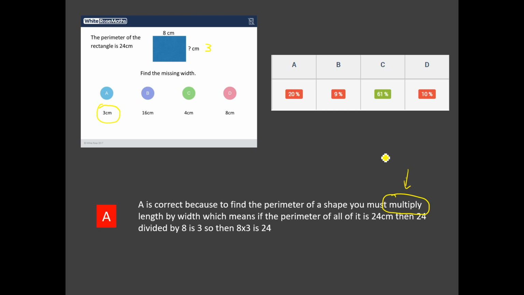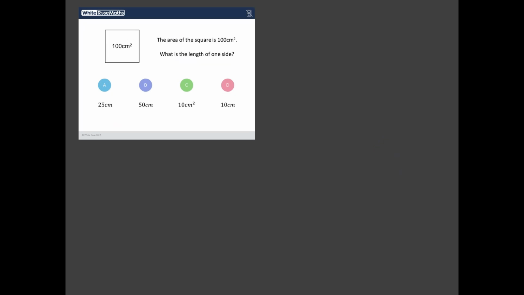What's that student muddling up? They're muddling up perimeter with how you work out the area of a rectangle. A classic misconception there. Okay, what's the worst answered question? Well, it's the only one left.